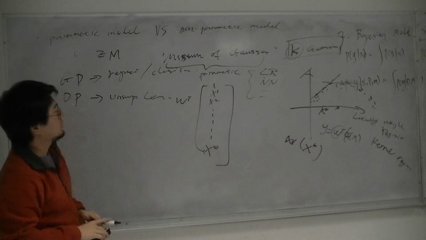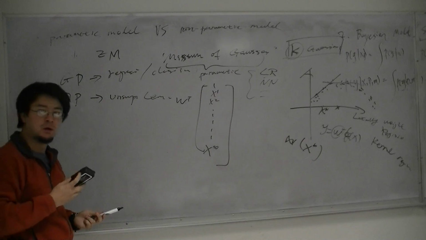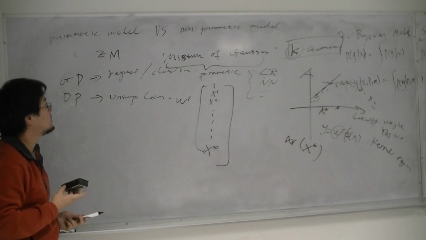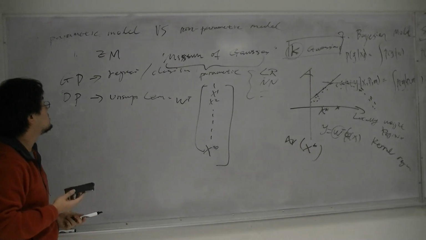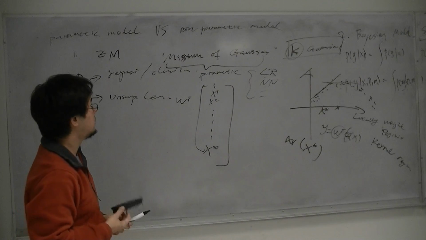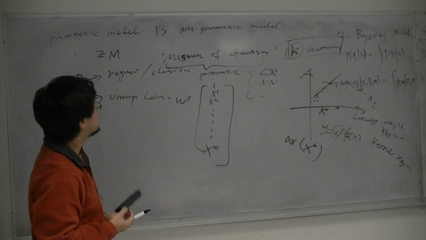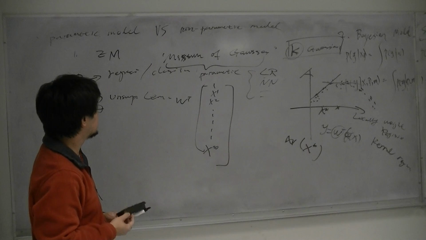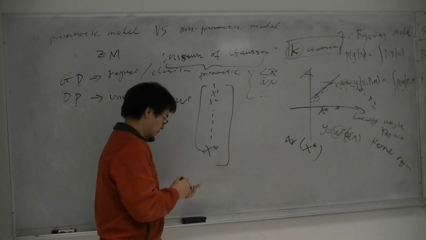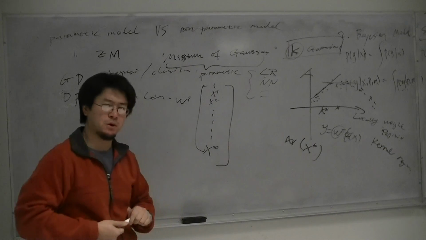Are there any questions? Then I can show some examples of Gaussian process.